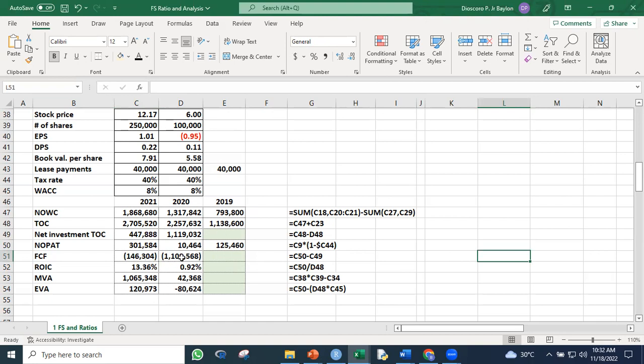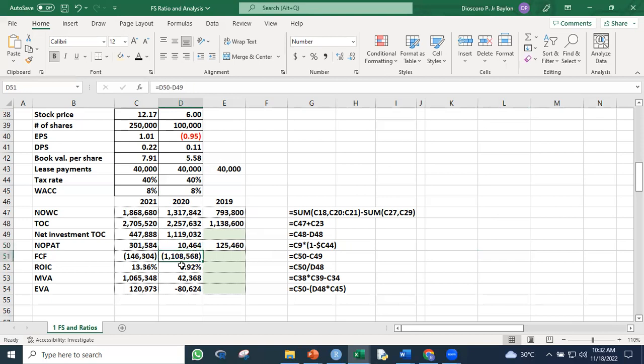Feedback about the free cash flow? And you notice it's negative. We said that if a free cash flow is negative, we cannot say that it's a bad performance. We have to dig deeper and see what really happened. In this case, for 2020, it was negative because of a low NOPAT.